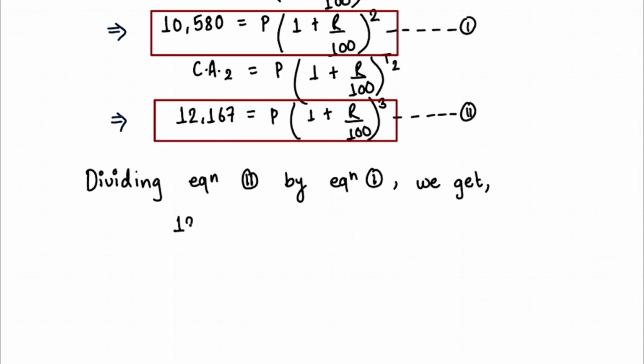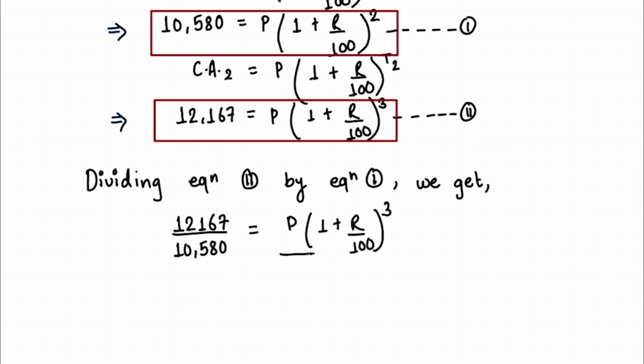So dividing equation 2 by equation 1, we get 12,167 divided by 10,580 equals P bracket 1 plus R divided by 100 whole power 3 divided by, in our first equation, P bracket 1 plus R divided by 100 whole square. I haven't done anything here. I'm just dividing the second equation by our first equation. So it's 12,000 divided by 10,000 and our cube divided by square.